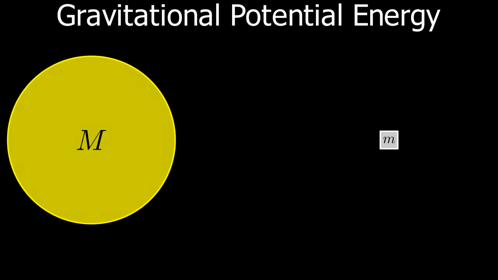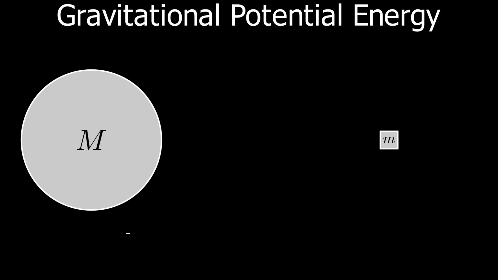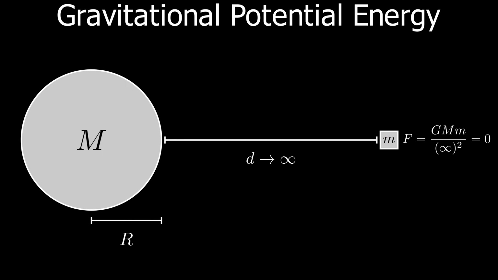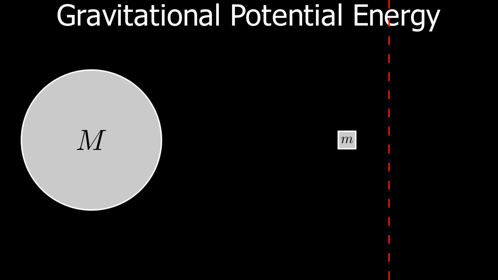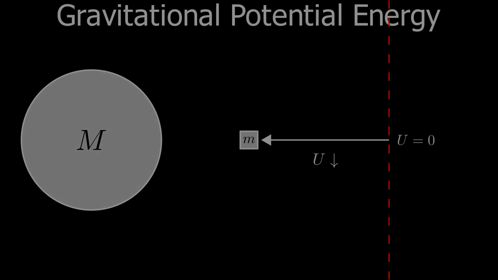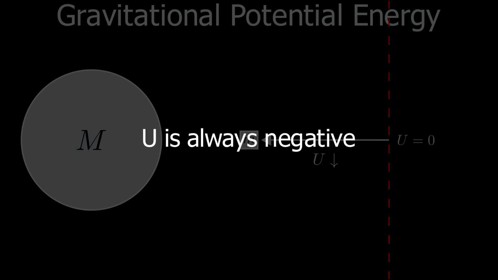Let us consider a massive body with mass, capital M, and radius, capital R, and an object with mass, small m. The gravitational force at infinity will be zero. So, at infinity the gravitational potential energy will also be zero and will be the reference point. When the object gets closer and closer to the massive body, its gravitational potential energy decreases. Since the gravitational potential energy is always zero at infinity and decreases while getting closer to the massive body, the gravitational potential energy is always negative.